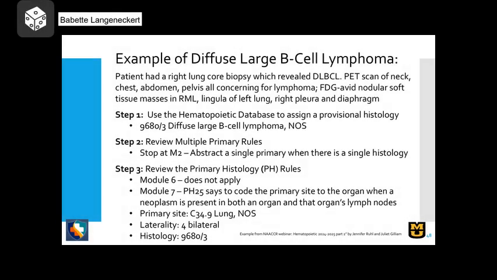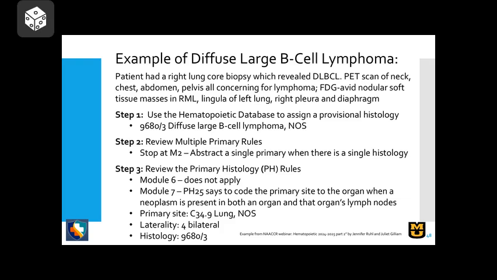Example of diffuse large B-cell lymphoma. Patient had a right lung core biopsy, which revealed diffuse large B-cell lymphoma. PET scan of the neck, chest, abdomen, and pelvis are all concerning for lymphoma. There are FDG-avid nodular soft tissue masses in the right middle lobe, lingula of the left lung, right pleura, and diaphragm. Step 1. Use the Hematopoietic database to assign a provisional histology.